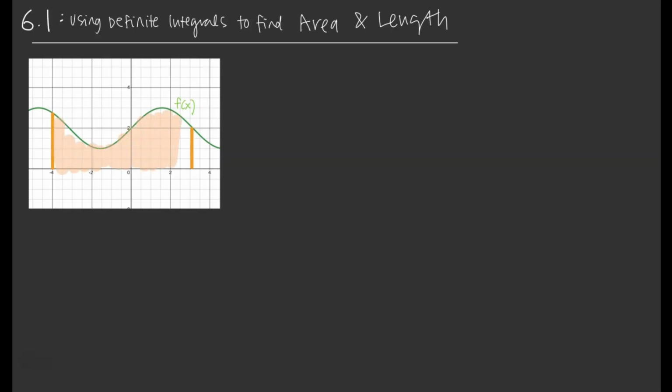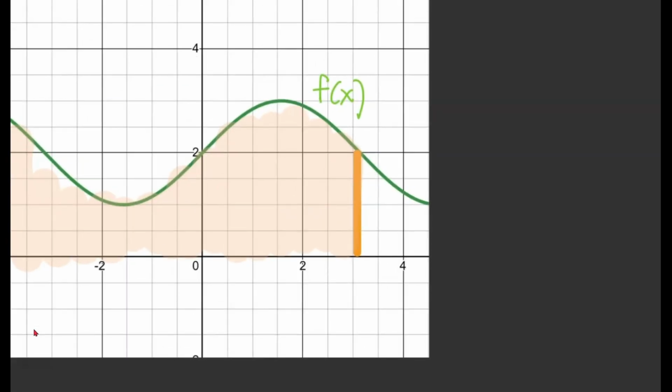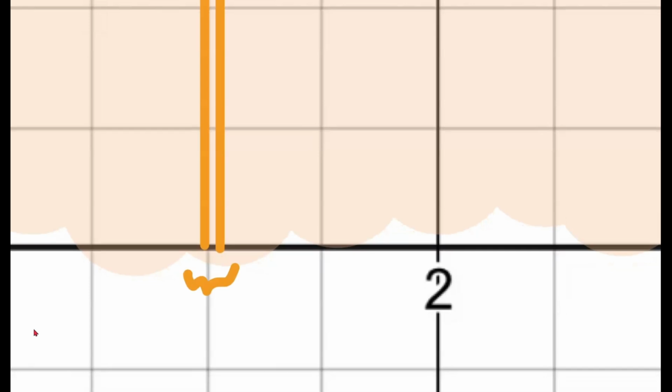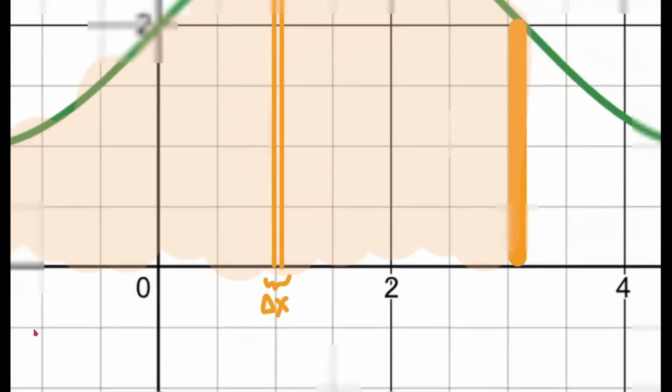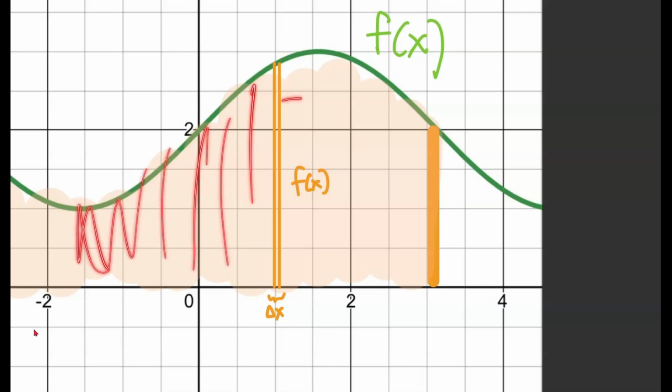So all of this area here. When we were first finding area under a curve, we used to estimate it with rectangles. We would take a bunch of little skinny rectangles, and the width of these rectangles we would call delta x. And then the height of the rectangles was always just the function itself, so f of x. And we would add all of them up. We'd have tons of rectangles.